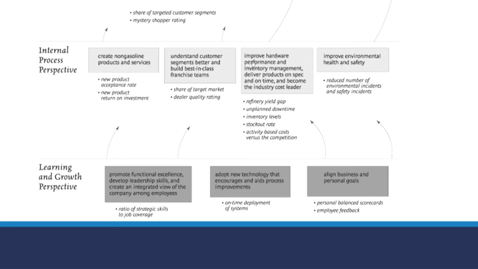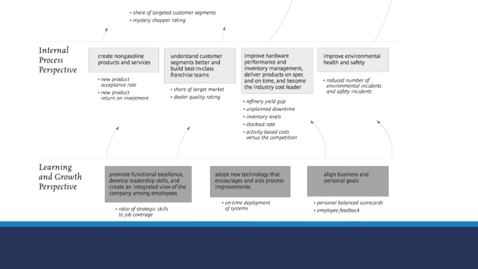The third feature that they wanted was to improve hardware performance and inventory management, deliver products on specification and on time, and become the industry cost leader. So, they wanted an inventory management system and to deliver products on time in a cost effective manner, so that they are the industry cost leader. Now, what measurement metrics did they use? Refinery yield gap and unplanned downtime. If there is a downtime, the machines are not working, that is unnecessary harassment to the customer and a waste of time and money for the organization.